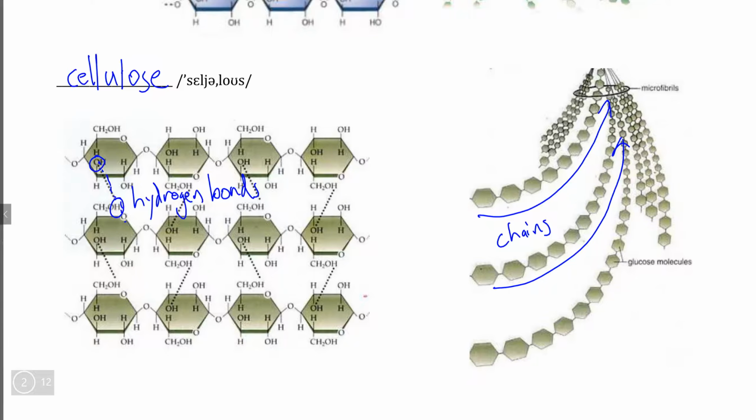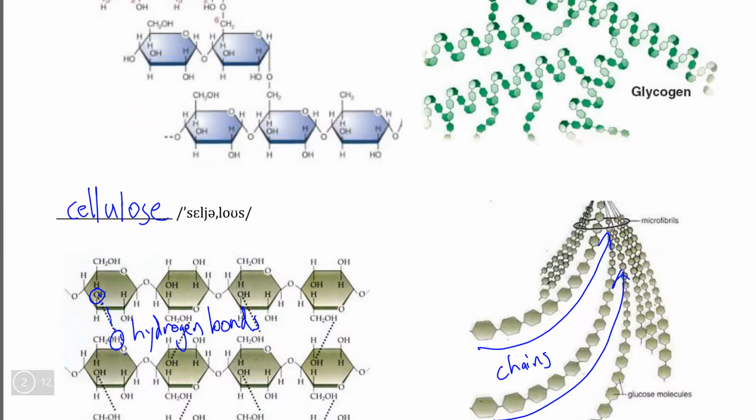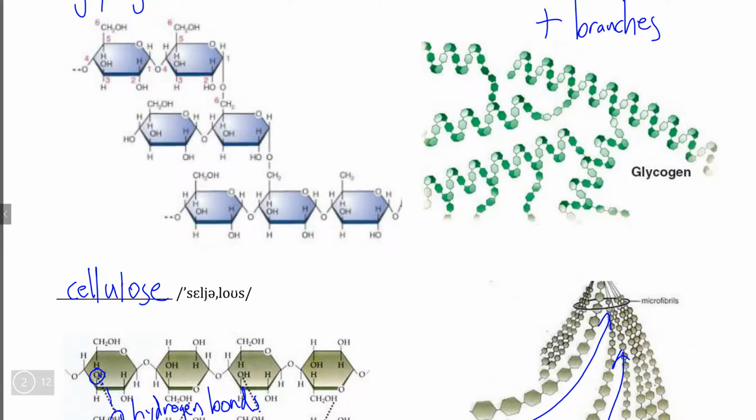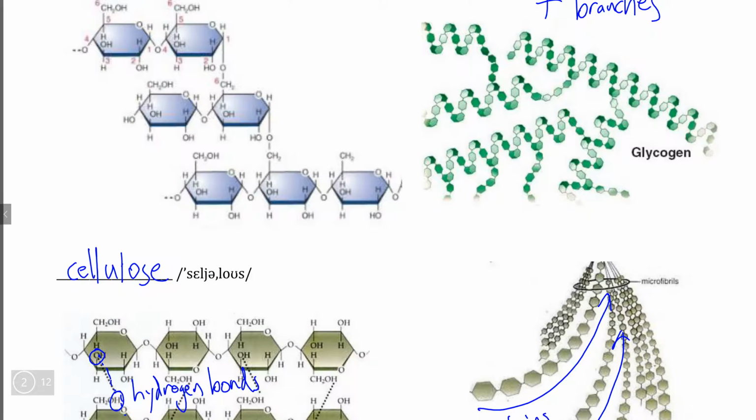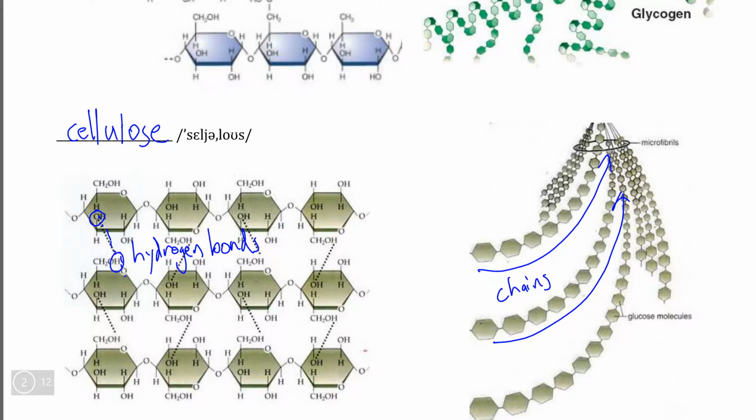And in the next video, what we're going to look at is the different functions that exist for starch and glycogen, and the difference between them and cellulose, and why plants require cellulose but other animals do not.